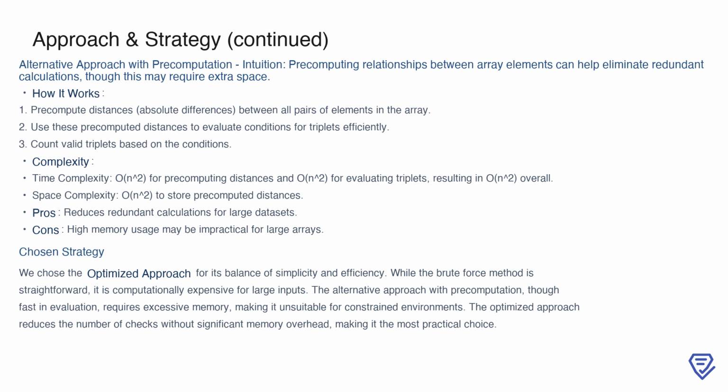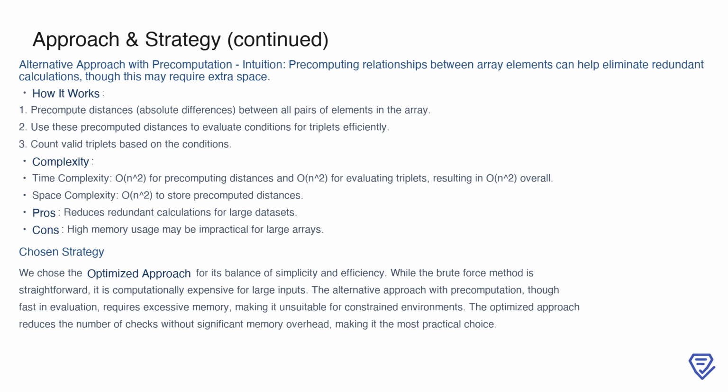By referencing the pre-computed distances, we can directly check the conditions for i, j, k, without recalculating the differences. This significantly reduces redundant computations during the validation phase. However, this efficiency comes at the cost of higher memory usage. The time complexity is n squared for pre-computing distances and evaluating triplets, making it faster than the brute force approach. However, the space complexity is also n squared, as we need to store the distance matrix.